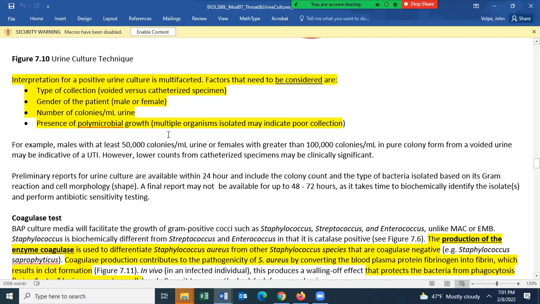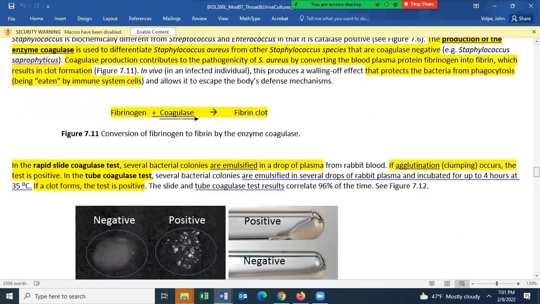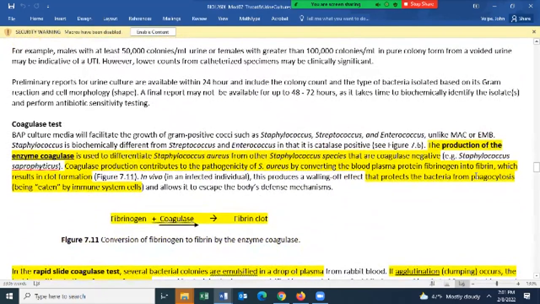Usually a patient has one or a few species causing an infection. And if you have polymicrobial growth, it's probably indicative of a poor collection technique. Once you get colonies growing on either MacConkey or blood agar plates or both, we then do a few tests to try and interpret the pathogens.